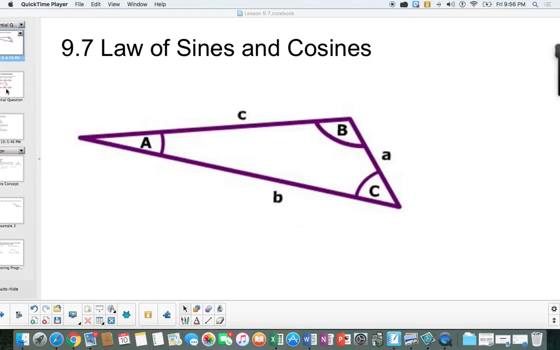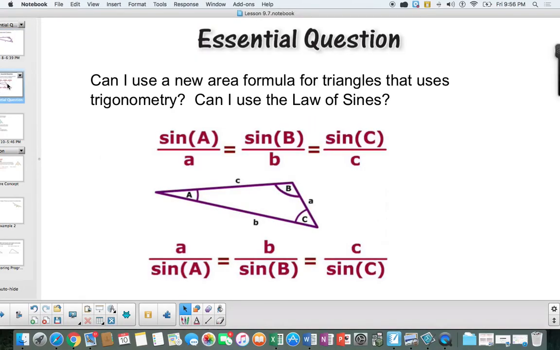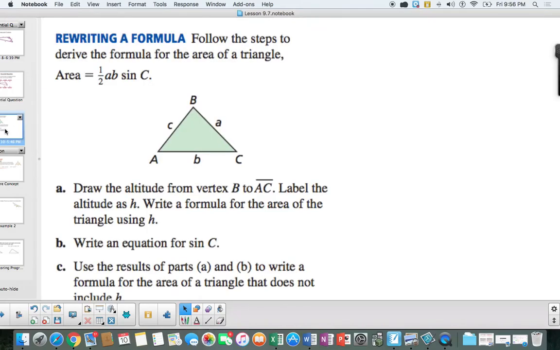9.7, Law of Sines and Law of Cosines. Essential question: can I use a new area formula for triangles that uses trigonometry? Can I use a law of sines? Let's take a look at a triangle and talk about how we label it.